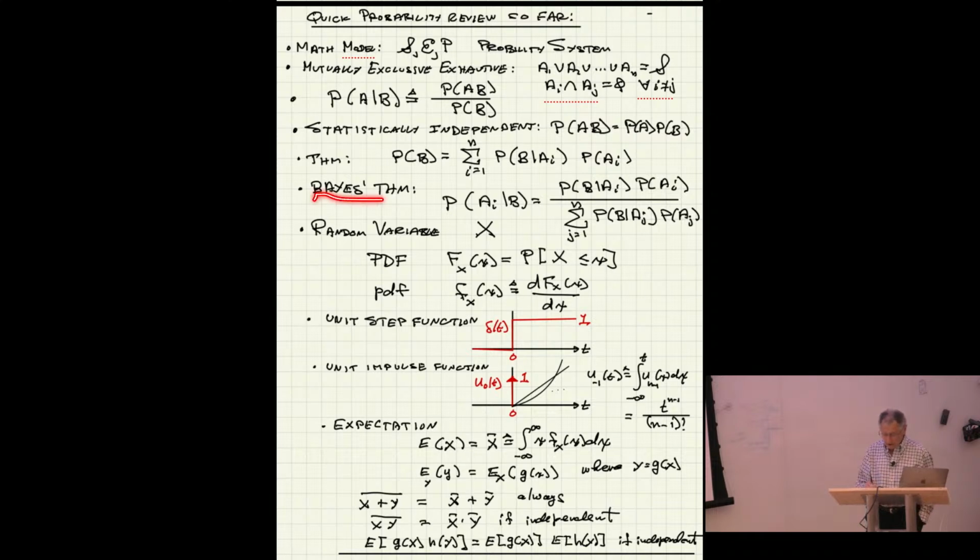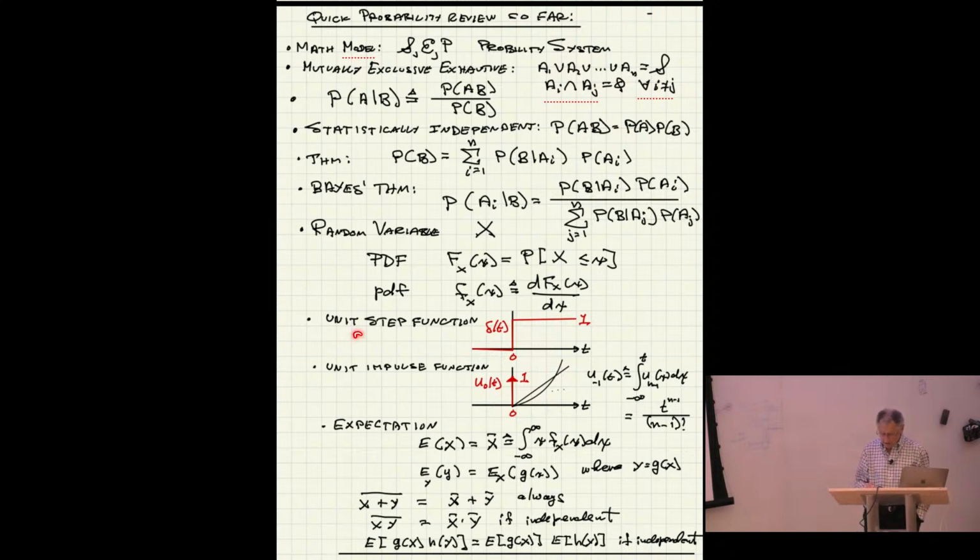Bayes' theorem, the whole idea is that instead of going for A given B, you can go for B given A. It reverses your focus. It's a comfortable theorem. We talked about a random variable. It has a probability distribution function and a probability density function. The distribution function is simply the probability that the random variable capital X is less than or equal to the number little x.